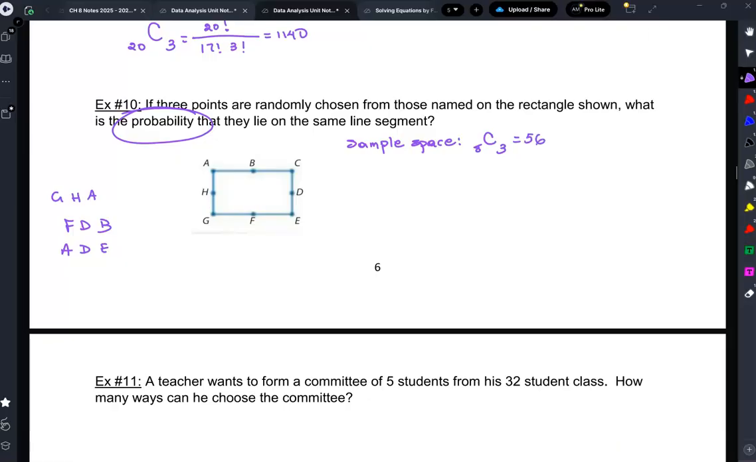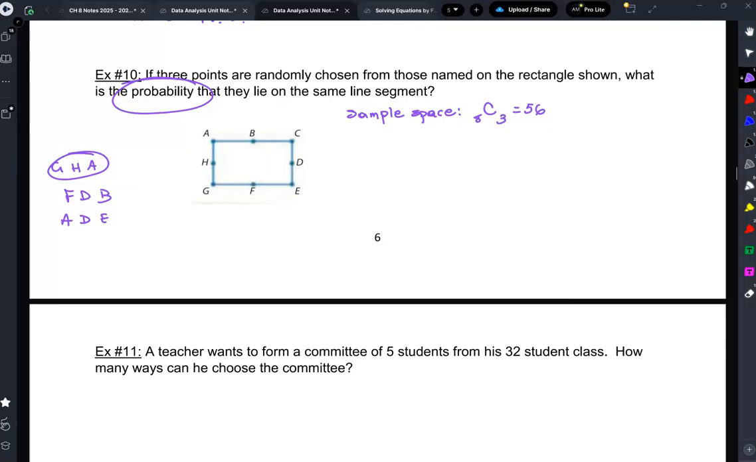Okay. Now look at the 3 I chose here. Which one of these will work? Is GHA a favorable outcome? Yes. Is FDB? Is ADE? No. So these are the ones I want. Now, how many of those are there? This is one, this is one, this is one, this is one. I have 4 possibilities. So the probability is 4 favorable outcomes out of 56, 1 over 14.